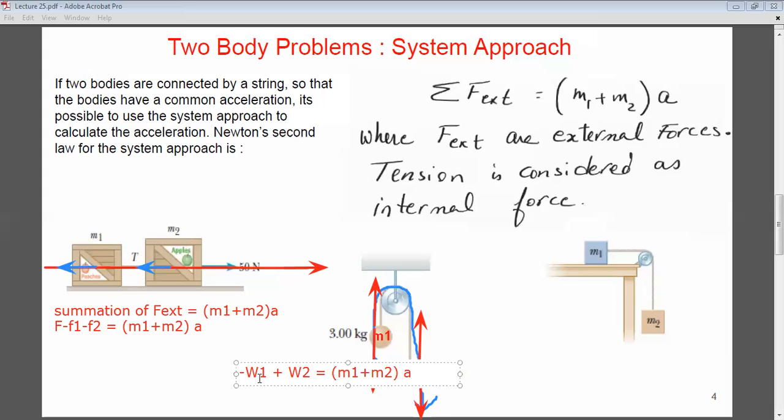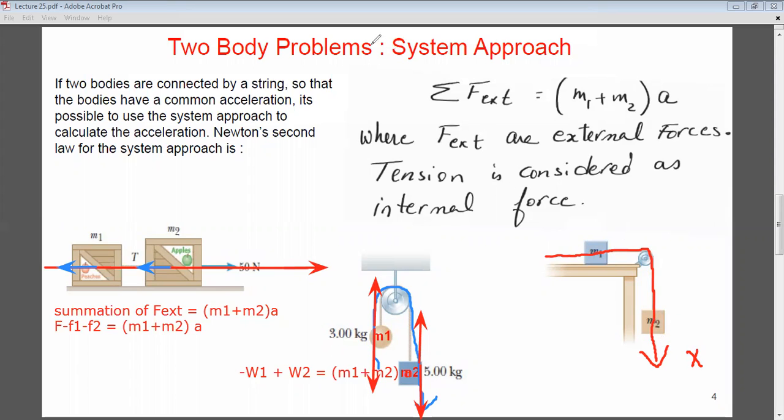Okay, instead of W1, I put M1G, instead of W2, I put M2G. Same thing here. I come here and I see M2 is the one, they will both move in this direction. So I draw the way they will move. First, this one will move in this direction. You can actually just draw it like this. This one will move in this direction, and this one in this direction. So this is my x-axis.